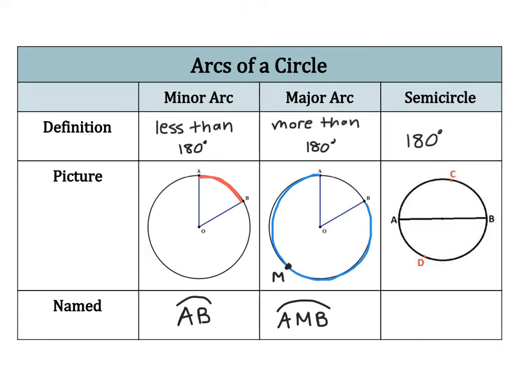Now for the semicircle, same thing. We need to know 3 of the letters. If you just said arc AB, I don't know if you mean going over the top or the bottom. So here there's actually 2 arcs going on. There's arc ACB on top, but there's also arc ADB on the bottom. So you have to use 3 letters so I know which part of the semicircle you're talking about.